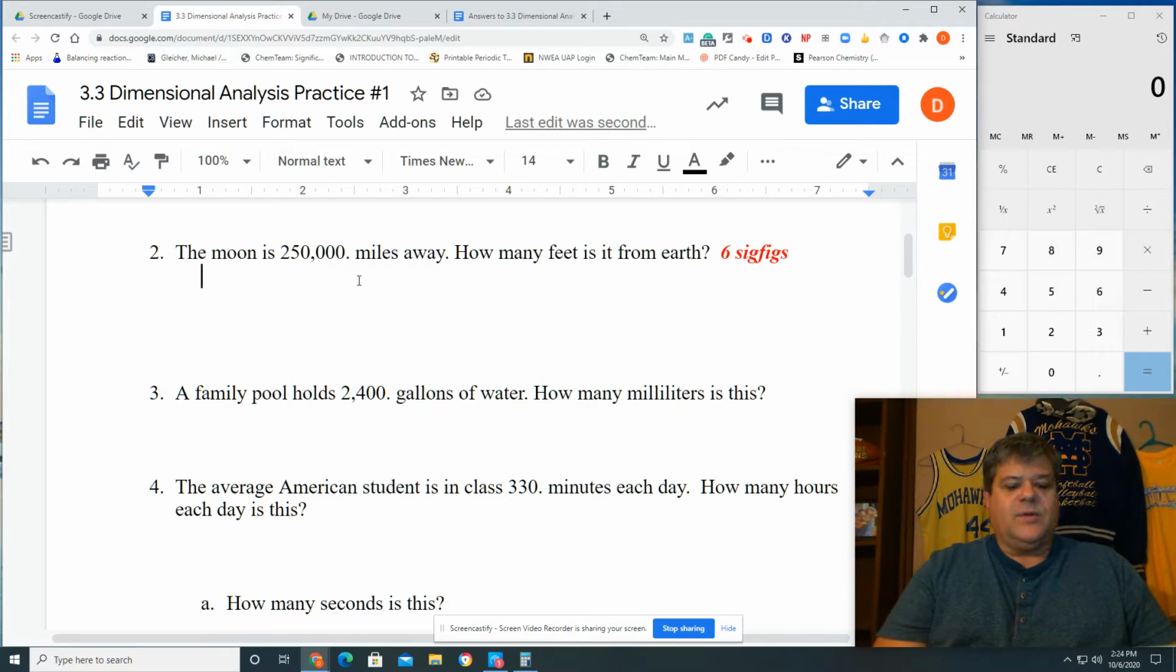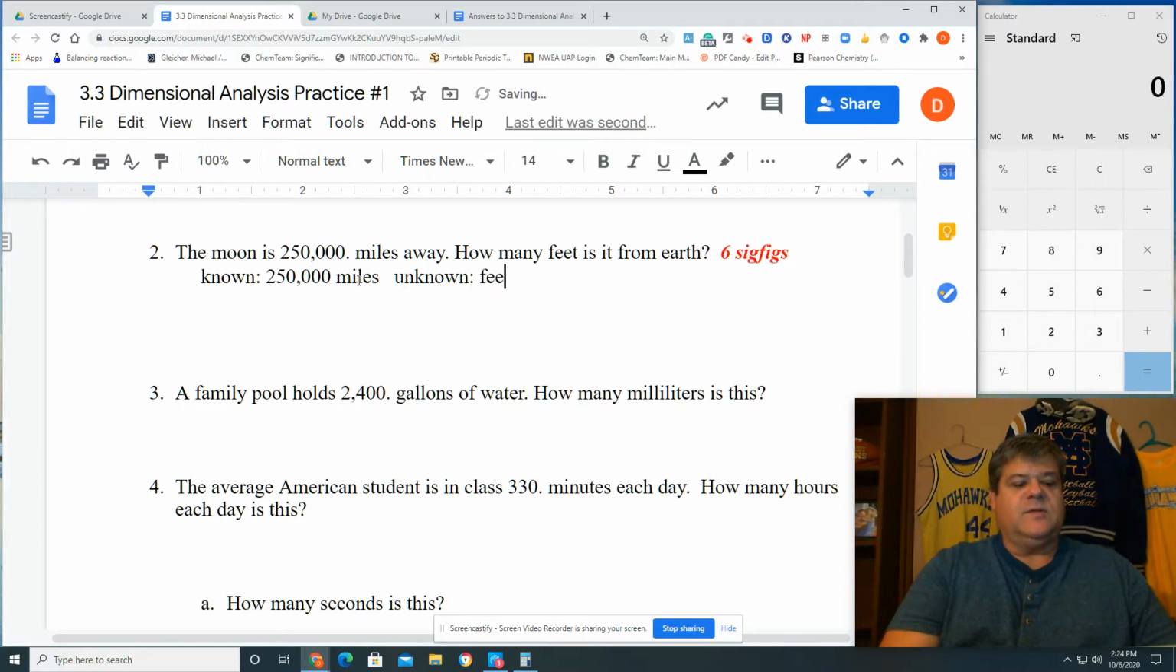What's the next thing? We're going to put down what is known. Well, what is known is the number in the problem, and that is 250,000 miles. Now notice I didn't write the decimal in there, and that's only because it doesn't really matter, because when I look at significant figures, I'm always going back to the original problem. Okay, and what is unknown? That is going to be the number of feet that it is equal to. So we're just going to put feet in there.